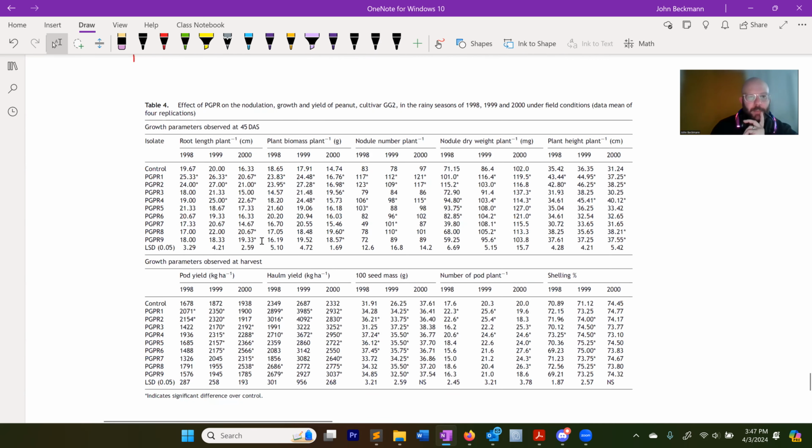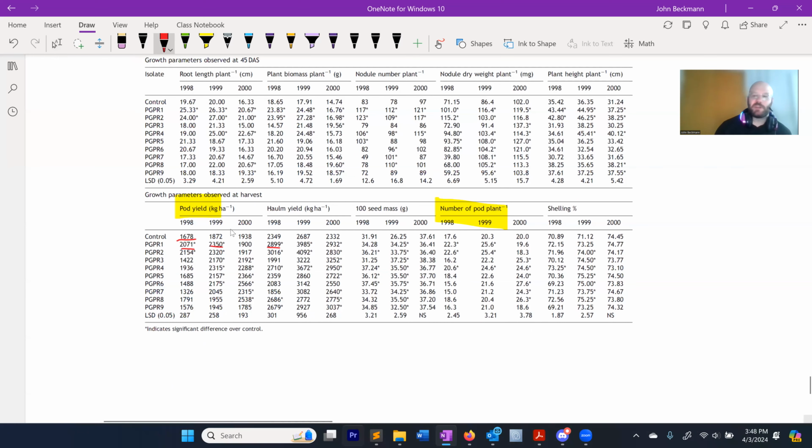Okay. So to wrap up, table 4 is the field data. As I look at this quickly, what's probably worth looking at is the number of pods per plant and the pod yield. Here's the control. They are getting statistically significant increases for some of these things, but not necessarily for all the PGPRs. So you see some effect, but also variability and inconsistency. I think that's probably the state of the PGPR field right now.